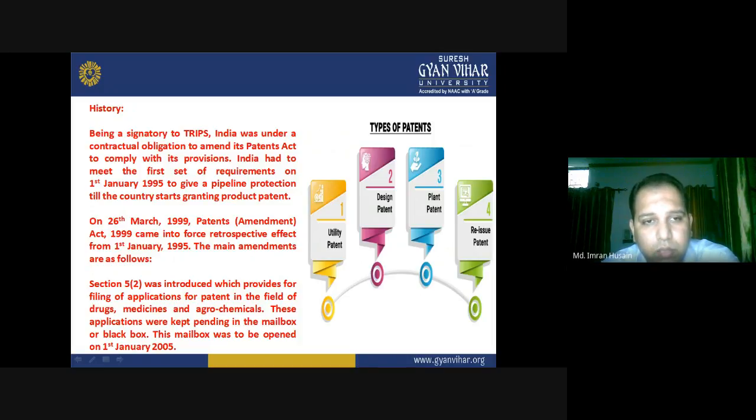When India became an international member of TRIPS, it had to go through several changes and amendments. So, since 1st January 1995, it started to give pipeline protection till the country starts granting patents. On 26 March 1999, the Patents Amendment Act 1999 came into force, with retrospective effect from 1st January 1995.